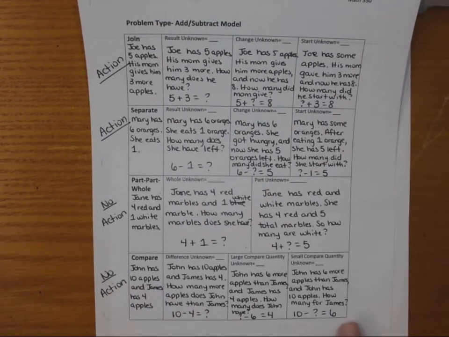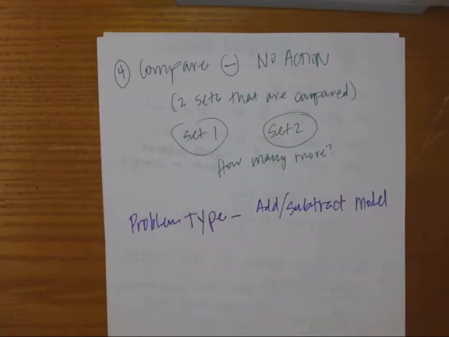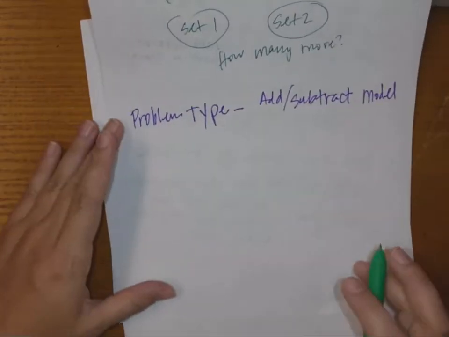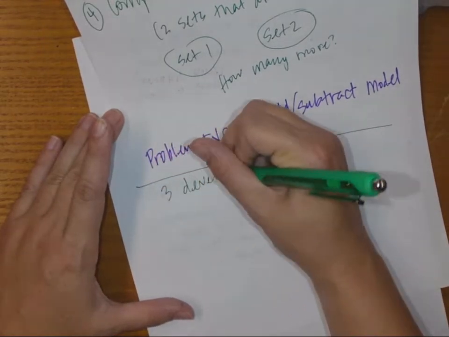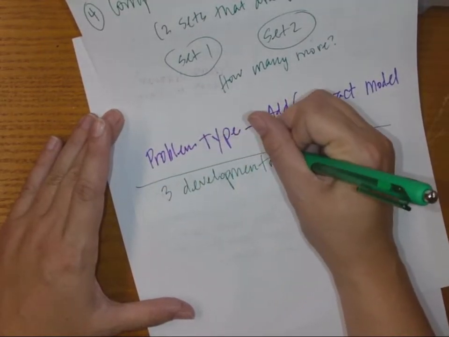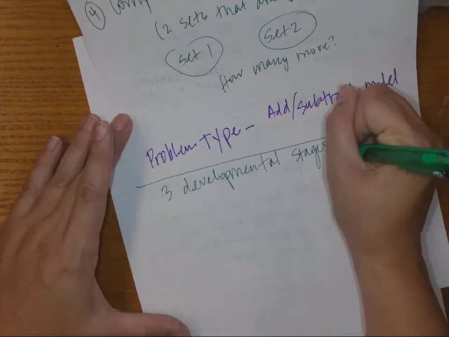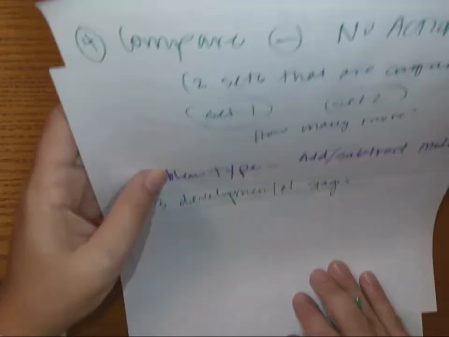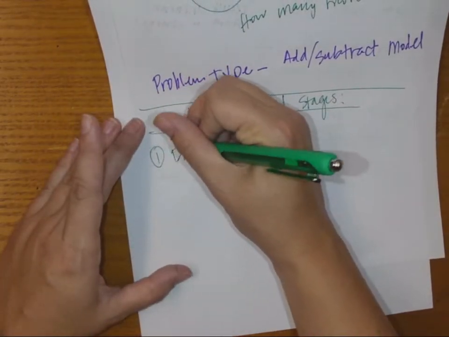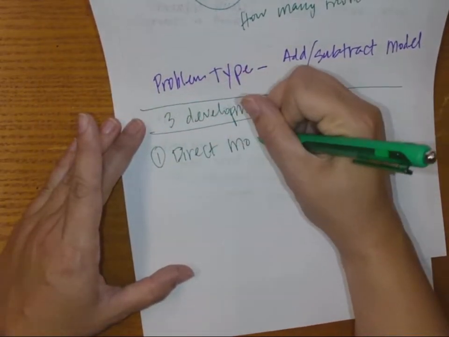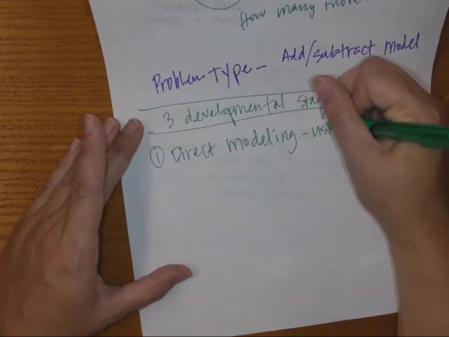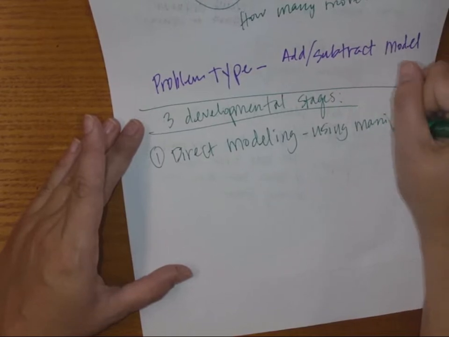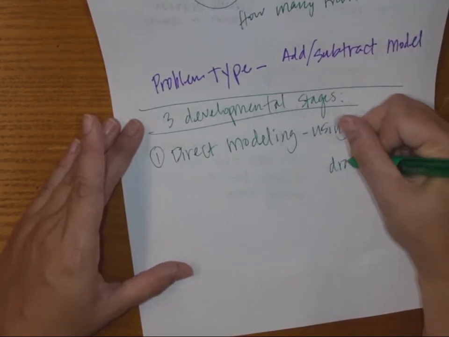Okay. So the last thing we're going to talk about in this video is the developmental stages for children to solve problems like this. Okay. So there are 3 developmental stages for students to start solving these problems. And the first stage is direct modeling, which is using something they can touch, so using manipulatives. Or you could also draw pictures if you needed to.